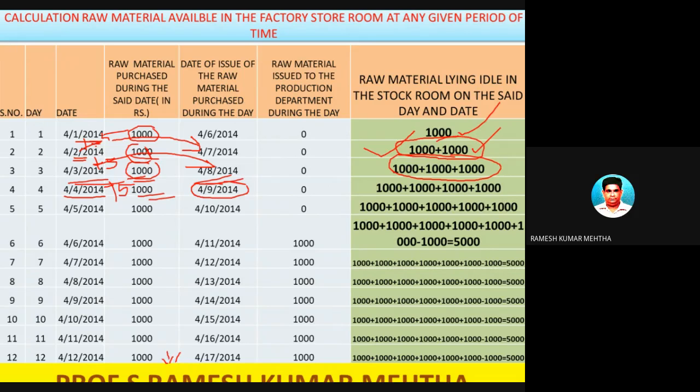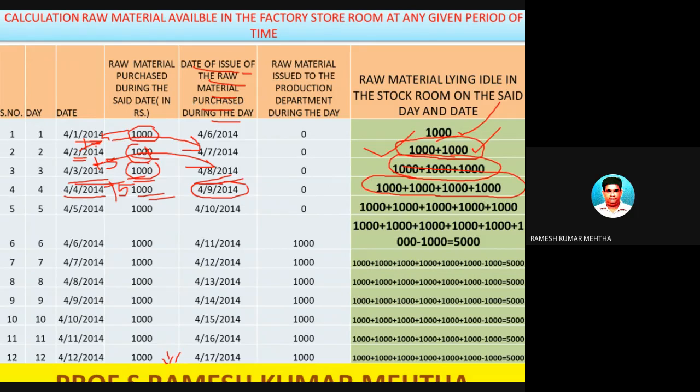So this particular raw material, the raw material purchased during the day, will be issued to the production center on 9th. Until such time, this 1,000 rupees also gets accumulated. So the total amount of raw material is 4,000 rupees now.